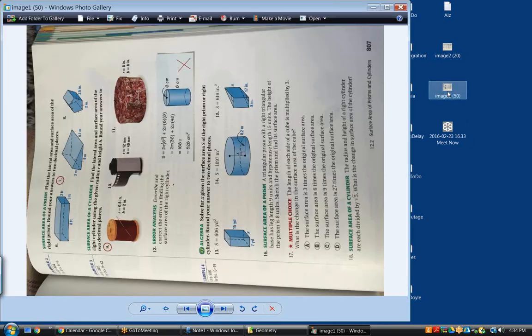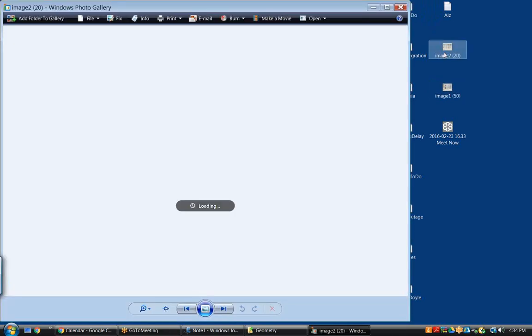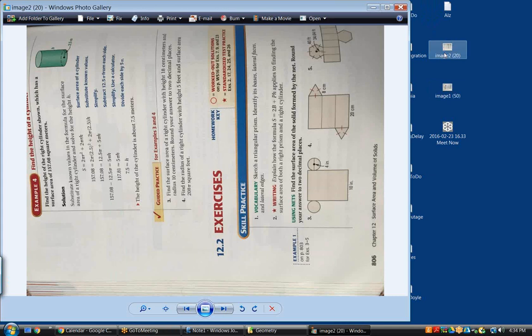All right, let's see. Which one of these do we want to start with? Other one? Yeah. I can't. Oh, yeah, here I see the numbering.